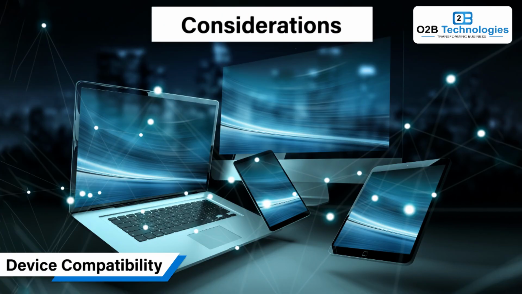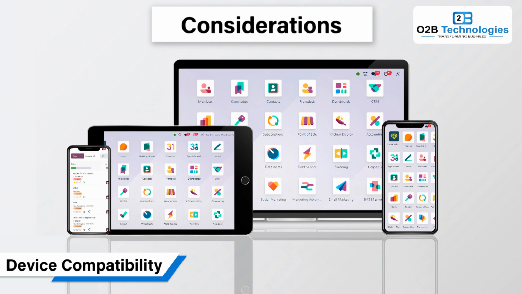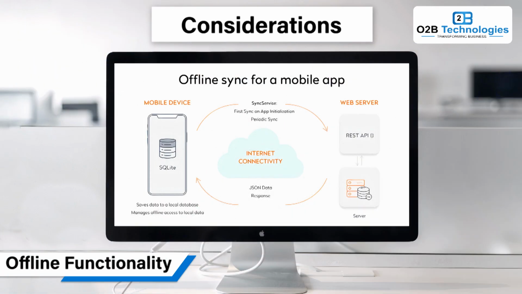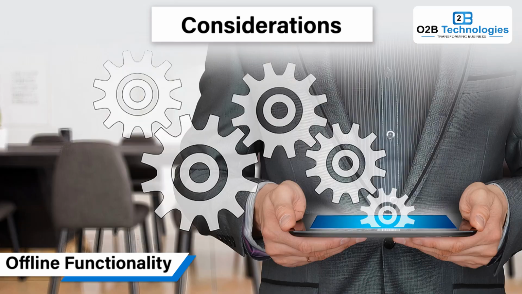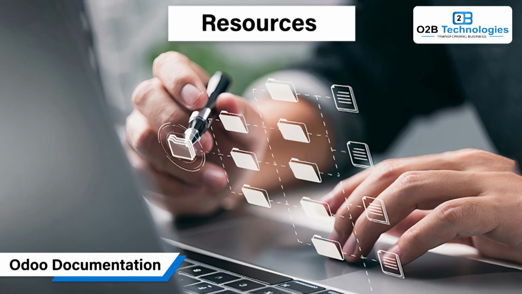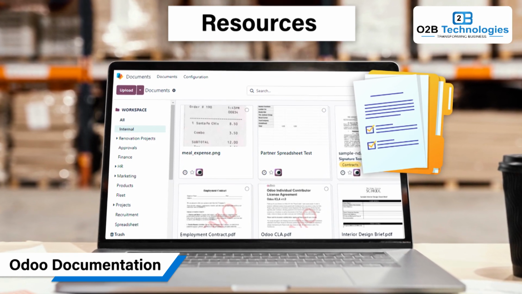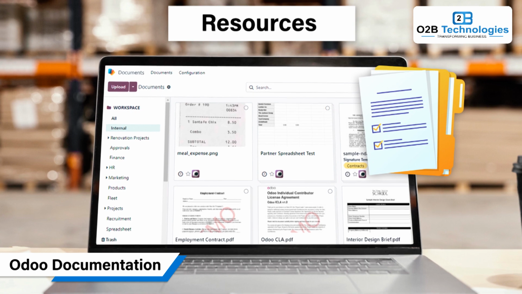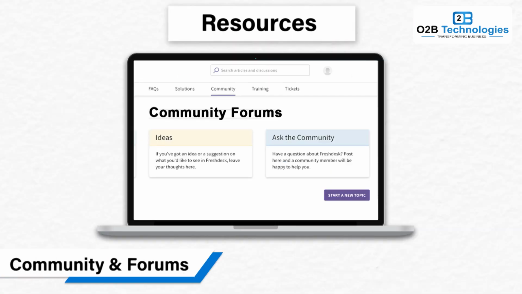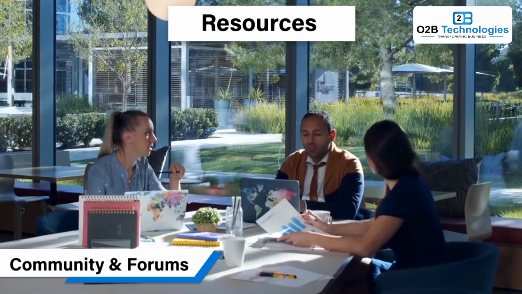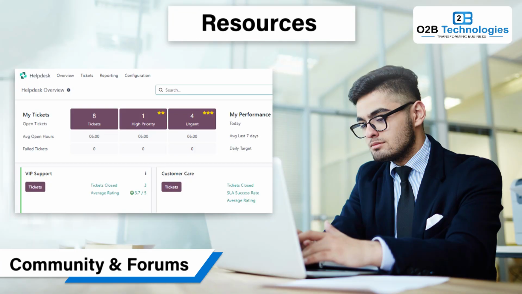Considerations. Device compatibility. Ensure the app is compatible with various mobile devices and operating systems. Offline functionality. Implement features that allow users to work offline and sync data when connected. Resources. Odoo documentation. Refer to Odoo's official documentation and developer resources for guidance on customization and development. Community and forums. Engage with the Odoo community and forums to seek advice, share experiences, and troubleshoot issues.